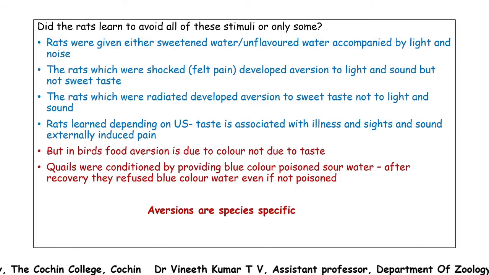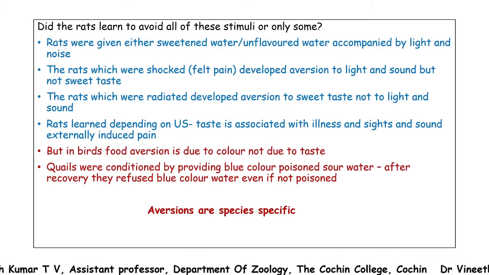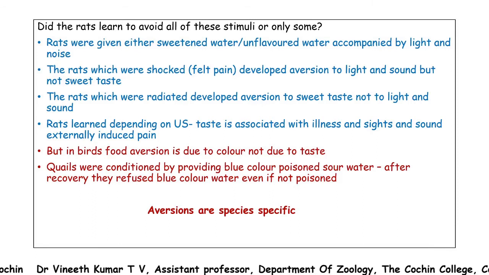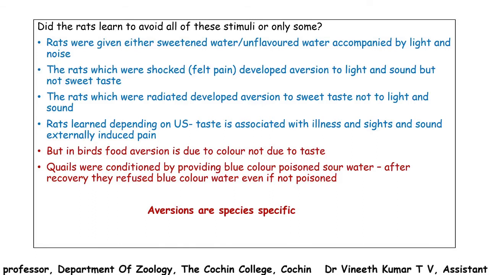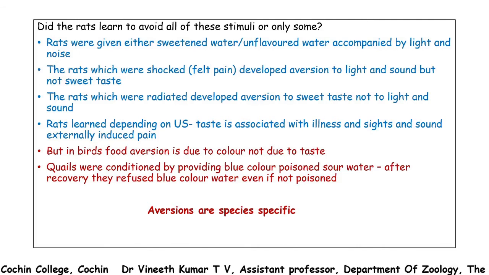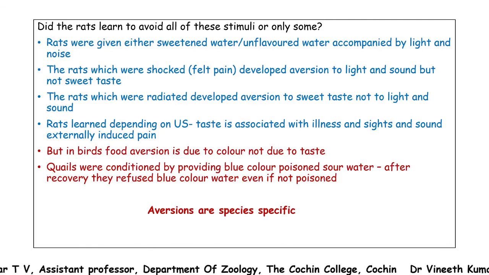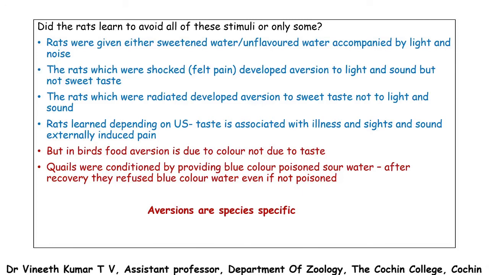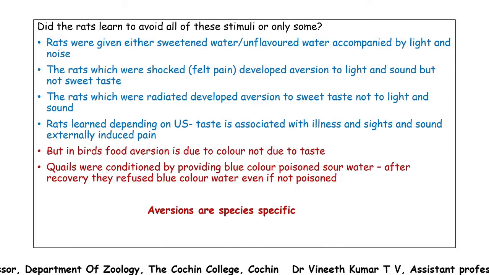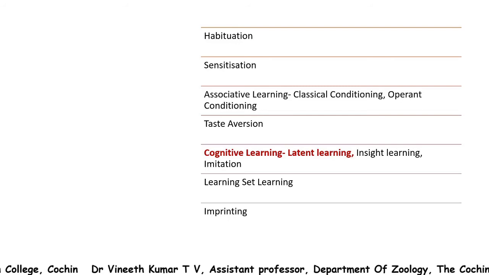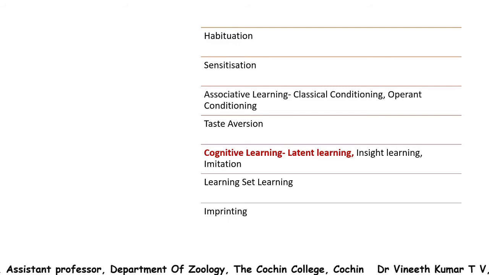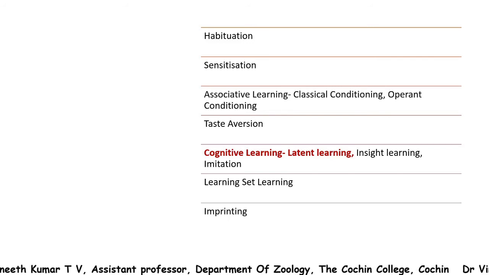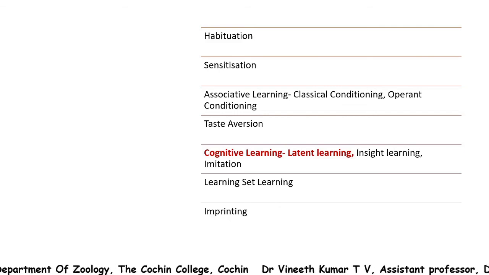But in birds, the situation is different. As we said earlier in the example of the quail, they usually rely on visual cues, and that adaptation has an evolutionary or survival advantage in the case of birds. So with this we come to the end of our discussion on taste aversion. In the next session we'll be discussing the next type of learning, which is called cognitive learning, and we'll be discussing three types of cognitive learning. Thanks for hearing.